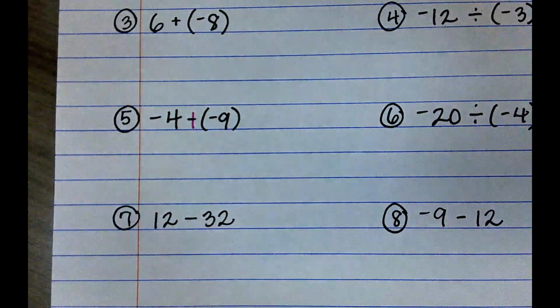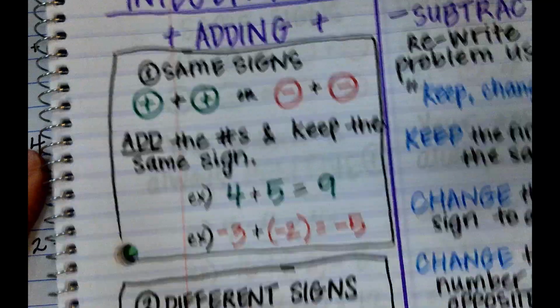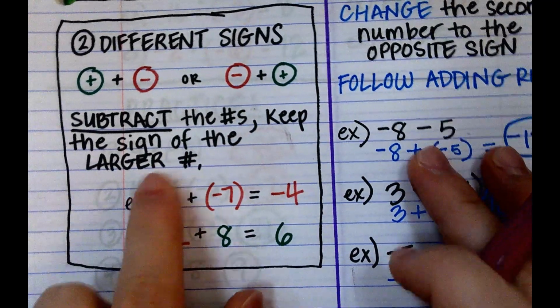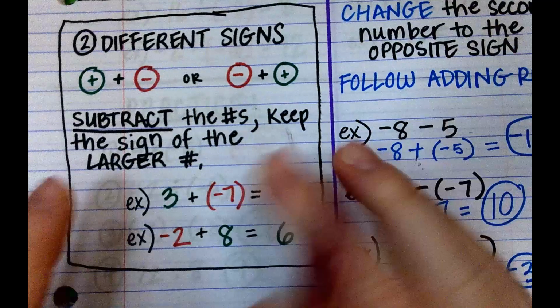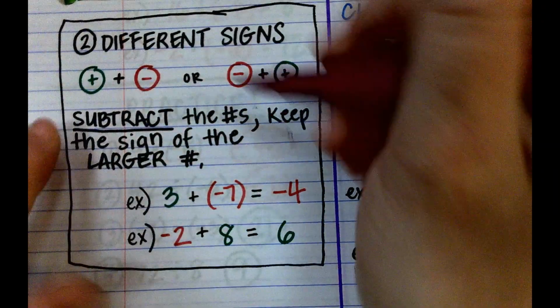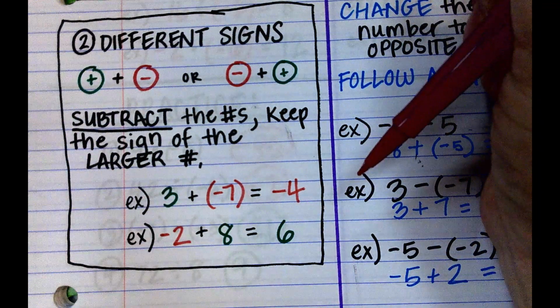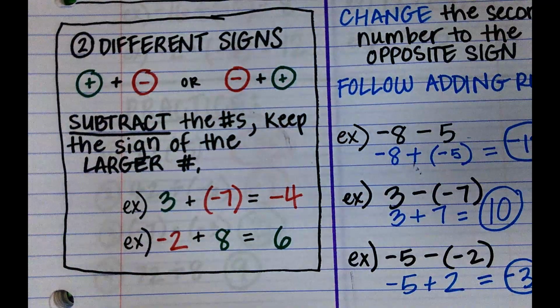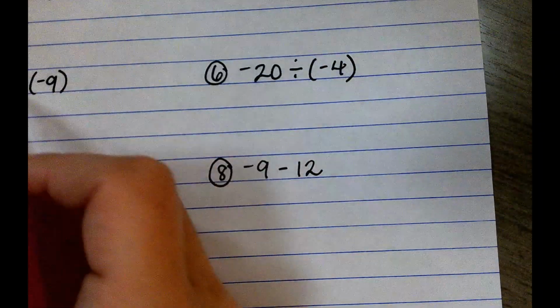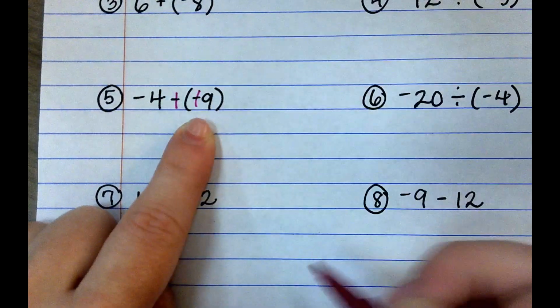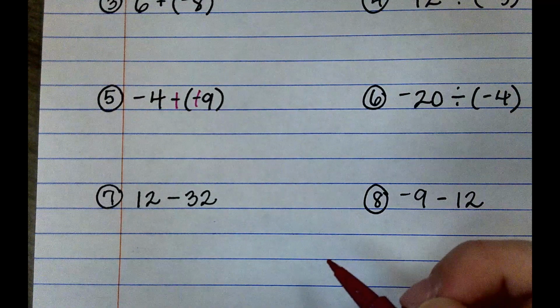I see why you get confused. I want to address this. Whenever it says keep the sign of the larger number, I think that's a bad way to write it. A better way to say this would be: subtract the numbers, but the larger number tells you the sign of your answer. Not keep it. No matter what, we're always going to keep, change. We'll always change this, no matter what the number is.